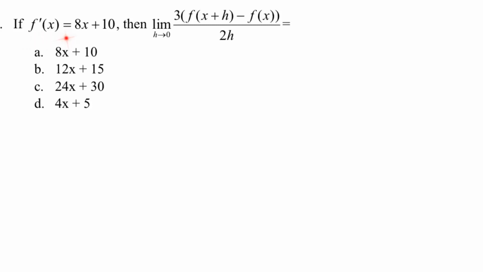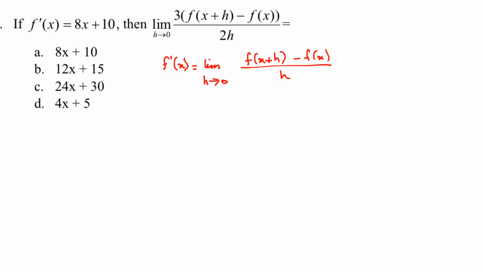The next question. If f dash x is equal to 8x plus 10, then limit h is nearing 0. They've given us an equation. You should know that f dash x is equal to limit h is nearing 0, f of x plus h minus f of x over h. If you look at this equation here, it's similar to this except for the 3 and 2. That is extra. And f dash x is equal to 8x plus 10 is given to us.